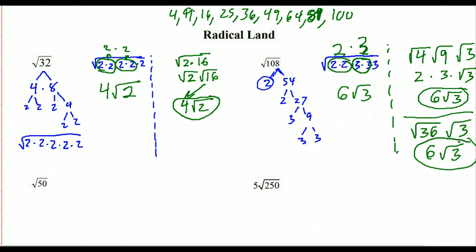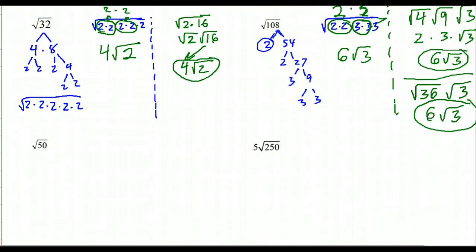So you can either just find the perfect squares and then break them down into individual radicals, or you can do the radical land method, which means you break it down into all of its prime factors and then take out the pairs. Just before you finish, make sure you check that 2 times 2, this is 4, times 9, which is 36, times 3 will give you 108, that you have the correct answer.